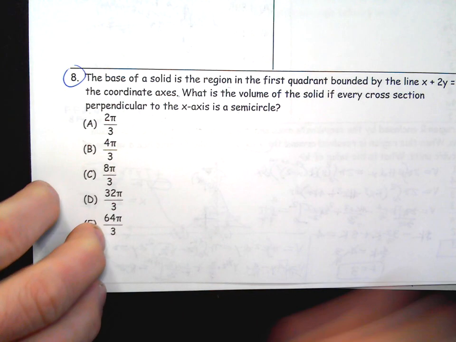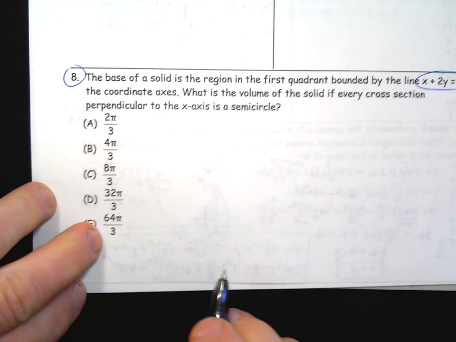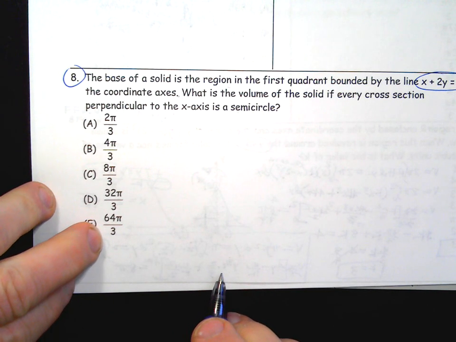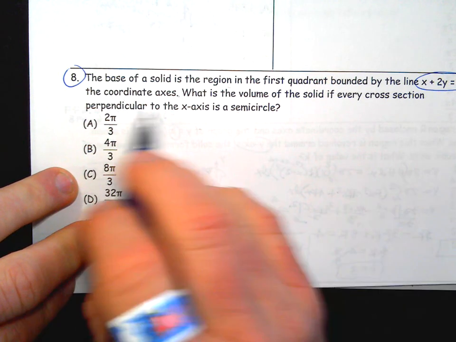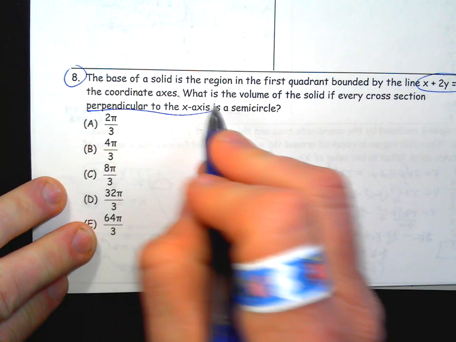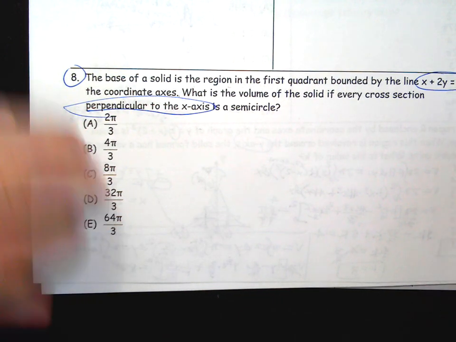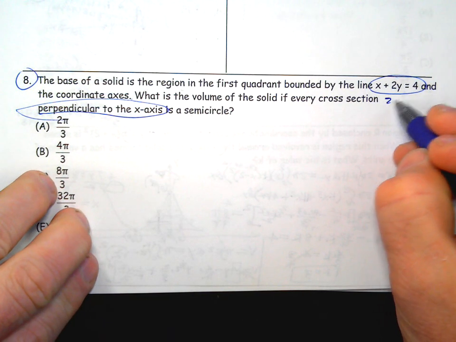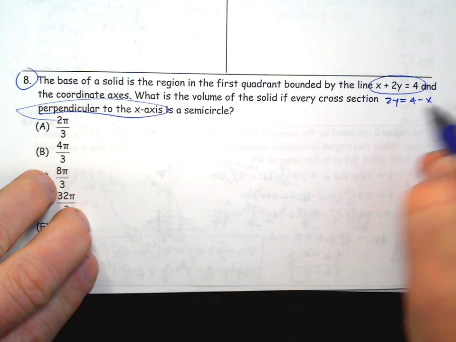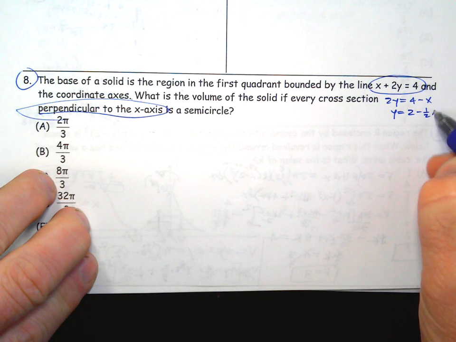Okay, number 8. The base of the solid is a region in the first quadrant bounded by this line, which is in weird standard form, and the coordinate axes. What is the volume of the solid if every cross-section perpendicular to the x-axis is a semicircle? So I'd probably change this to slope-intercept form first, just so I can graph it easier. So 2y equals 4 minus x. Y equals 2 minus 1/2 x.